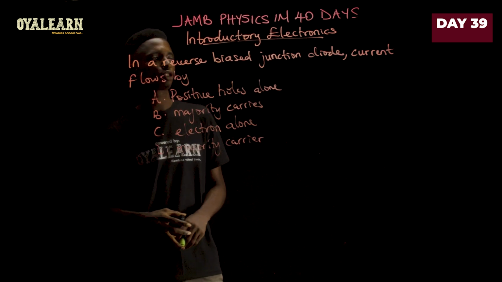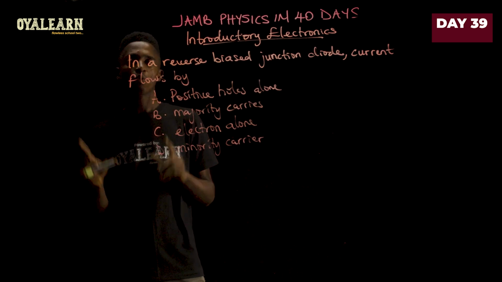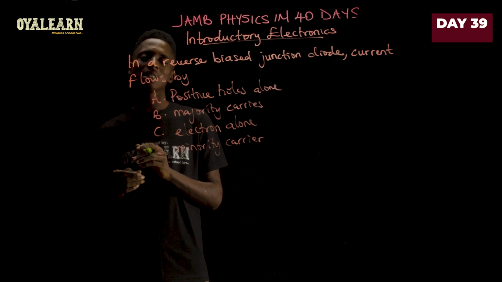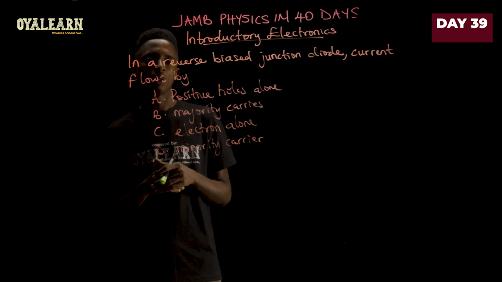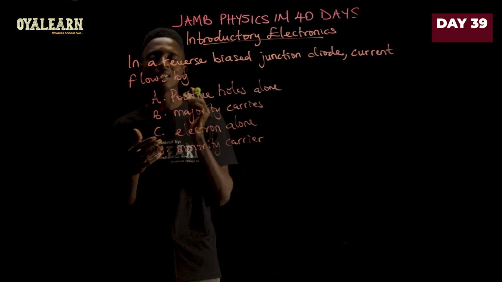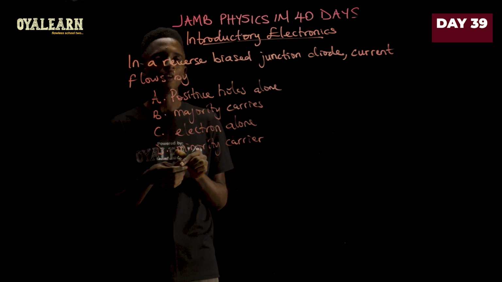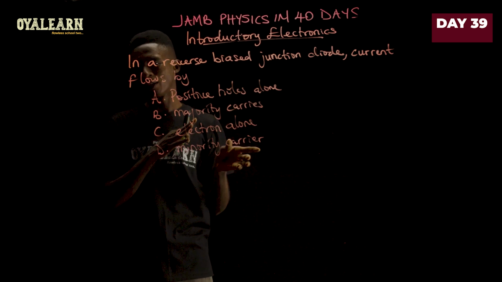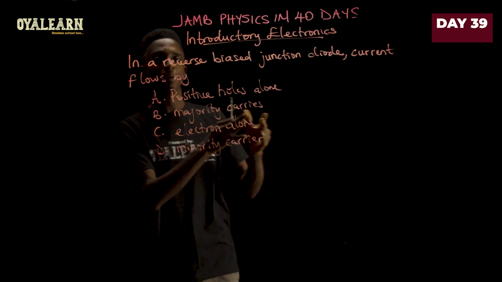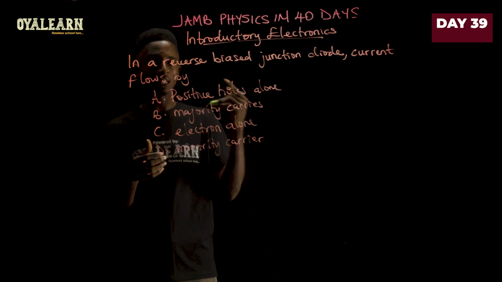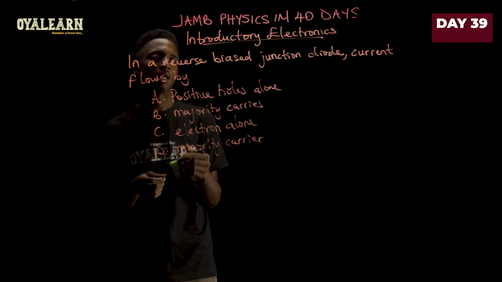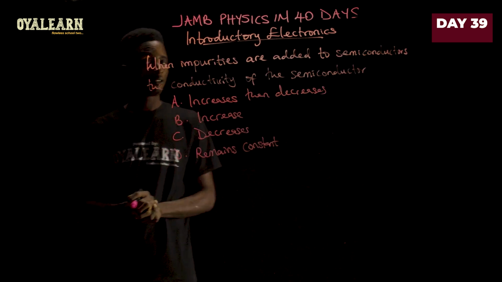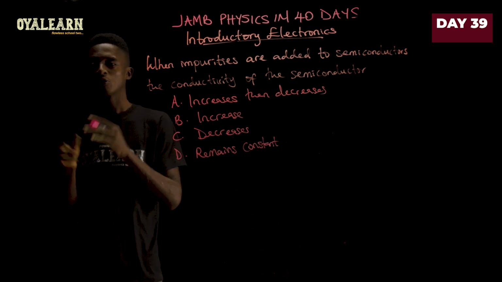In a reverse bias junction diode, current flows by. Now, when you configure a PN junction diode in reverse bias, what happens is that the majority carriers are pushed away from the junction. So the only way current moves is through the minority carriers. That is what this question is all about. So we have to pick our answer as the minority carrier. Don't forget that the majority carriers have been pushed away from the junction. So the only thing that allows the small current that it manages to conduct is the minority carriers, which is in option D.